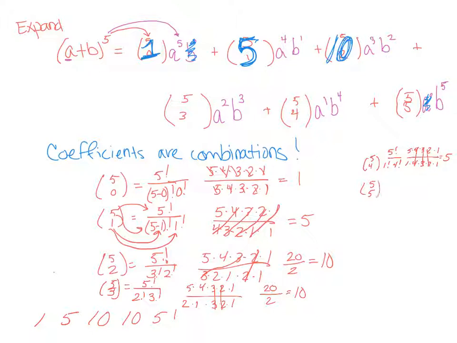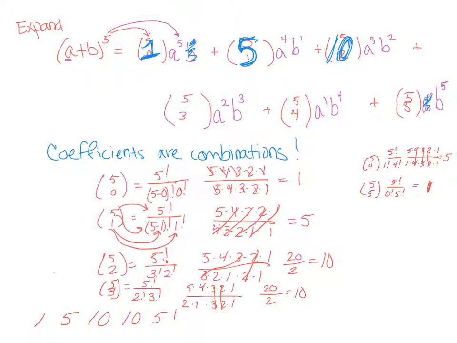So 5 choose 5. That's 5 factorial over, not over 5 factorial, over the difference of 5 and 5, which is 0 factorial, times 5 factorial. The 5 factorials cancel, and so we just end up with 1. So we completed all of the coefficients.